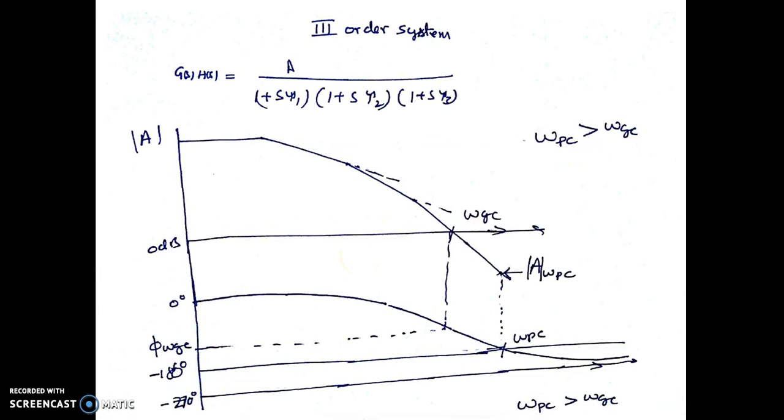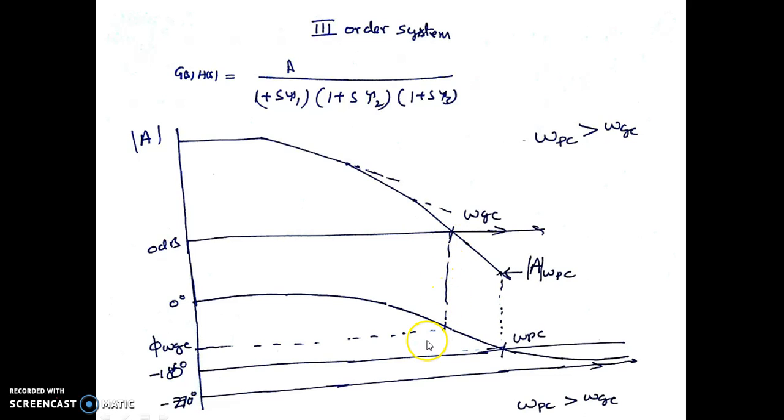So let us consider a third order system here. Now we have considered a third order system having three poles with time constants tau 1, tau 2, tau 3. As we can see now, there are three changes in the slope. This is from 0 to minus 20 dB per decade, minus 20 to minus 40 dB per decade, minus 40 to minus 60 dB per decade, and it is crossing the 0 dB line at this point, which is known as omega gc.